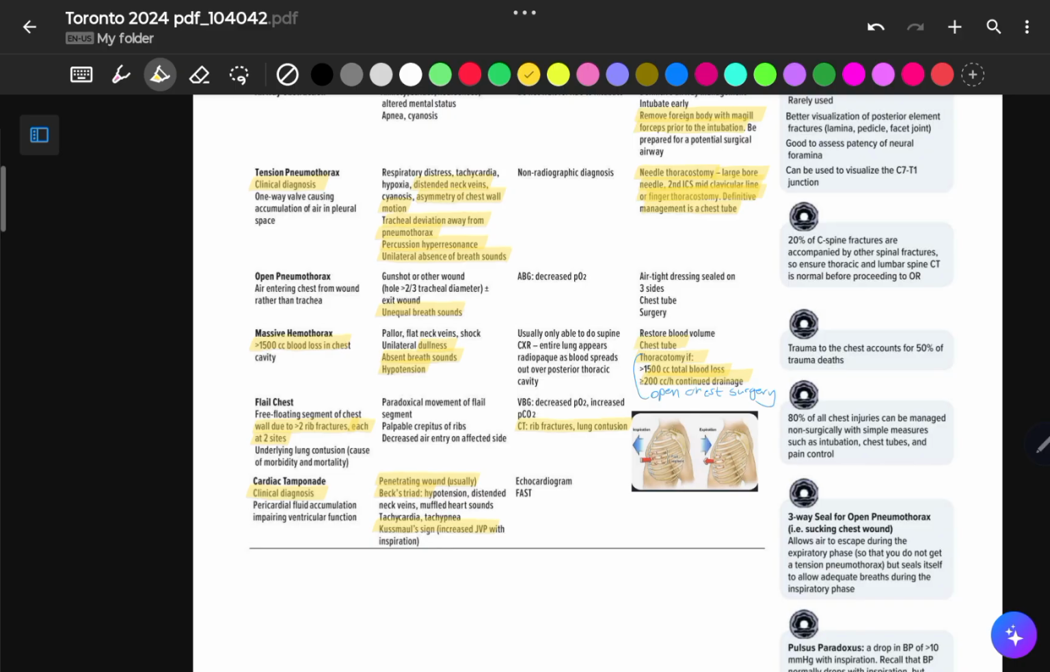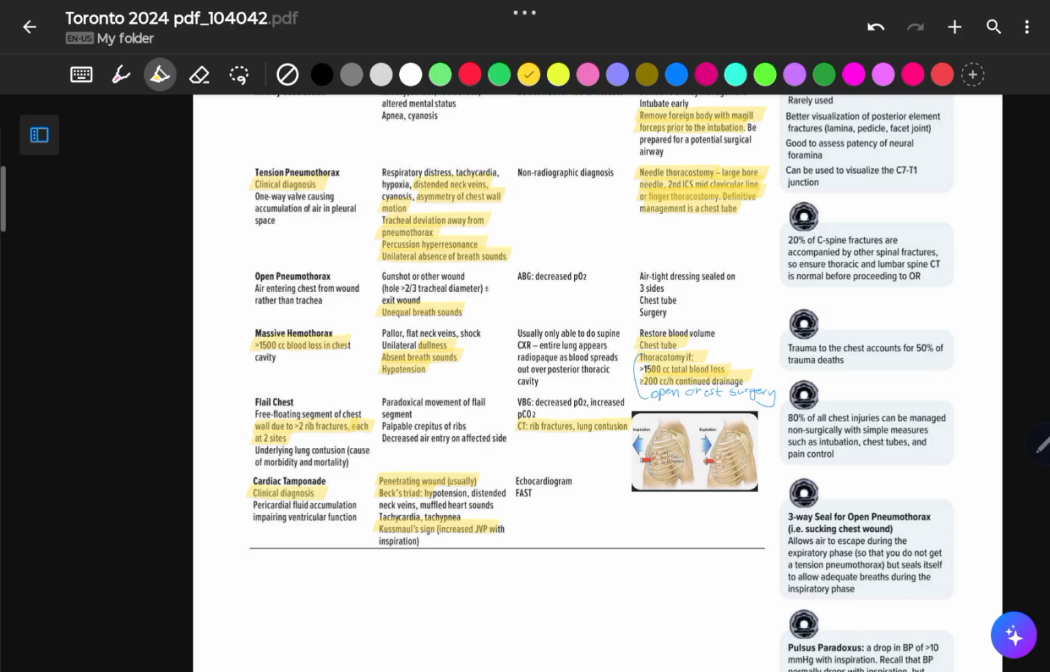Then you might need to do a thoracotomy if the blood found is more than 1500 cc, or the patient is continuously bleeding. So you have to do an open chest surgery known as a thoracotomy.